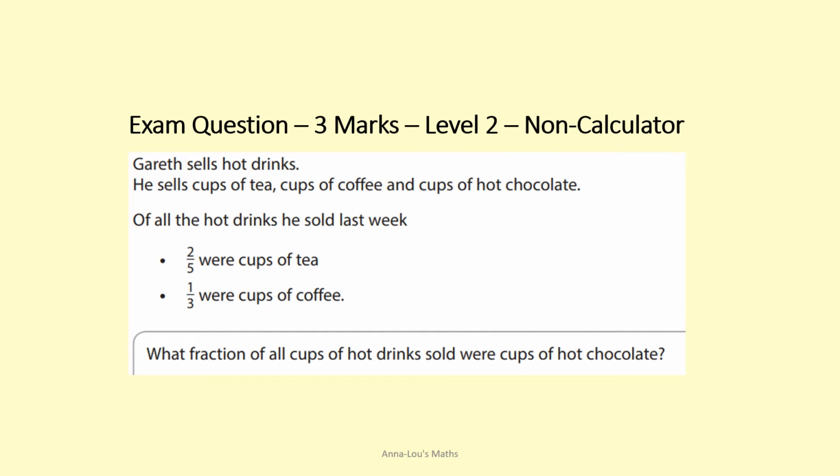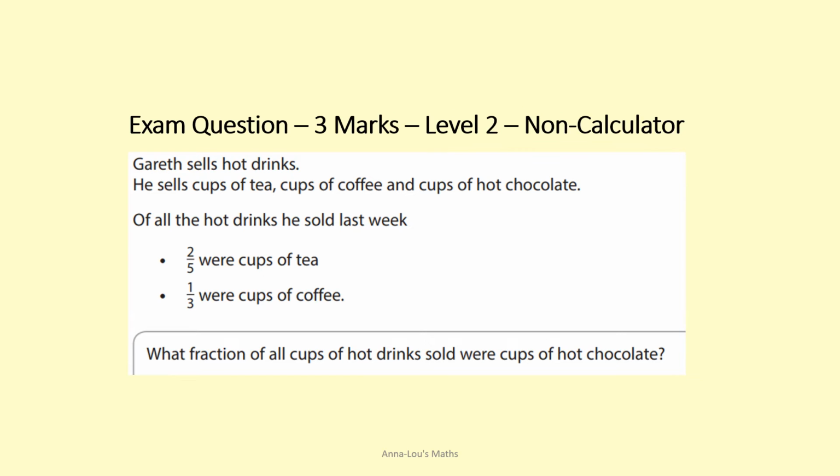Let's see what this could look like in an exam situation. So here's a level 2 question worth 3 marks. Pause it and give these a go for me, please. Okay, so on this one, we've got Gareth selling hot drinks and he sells tea, coffee and hot chocolate. We know 2/5 of his sales were tea and 1/3 of his sales were coffee, and we need to work out what hot chocolate he sold.